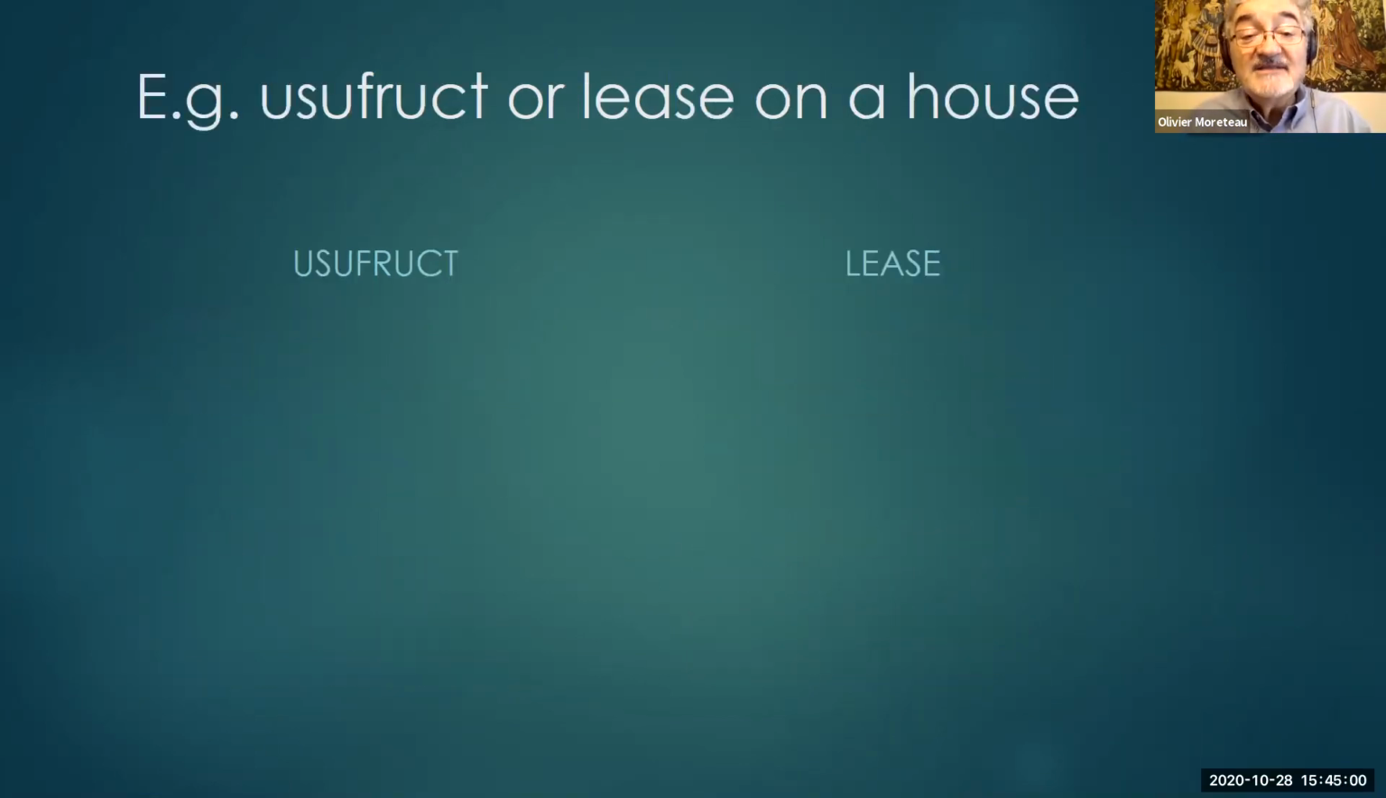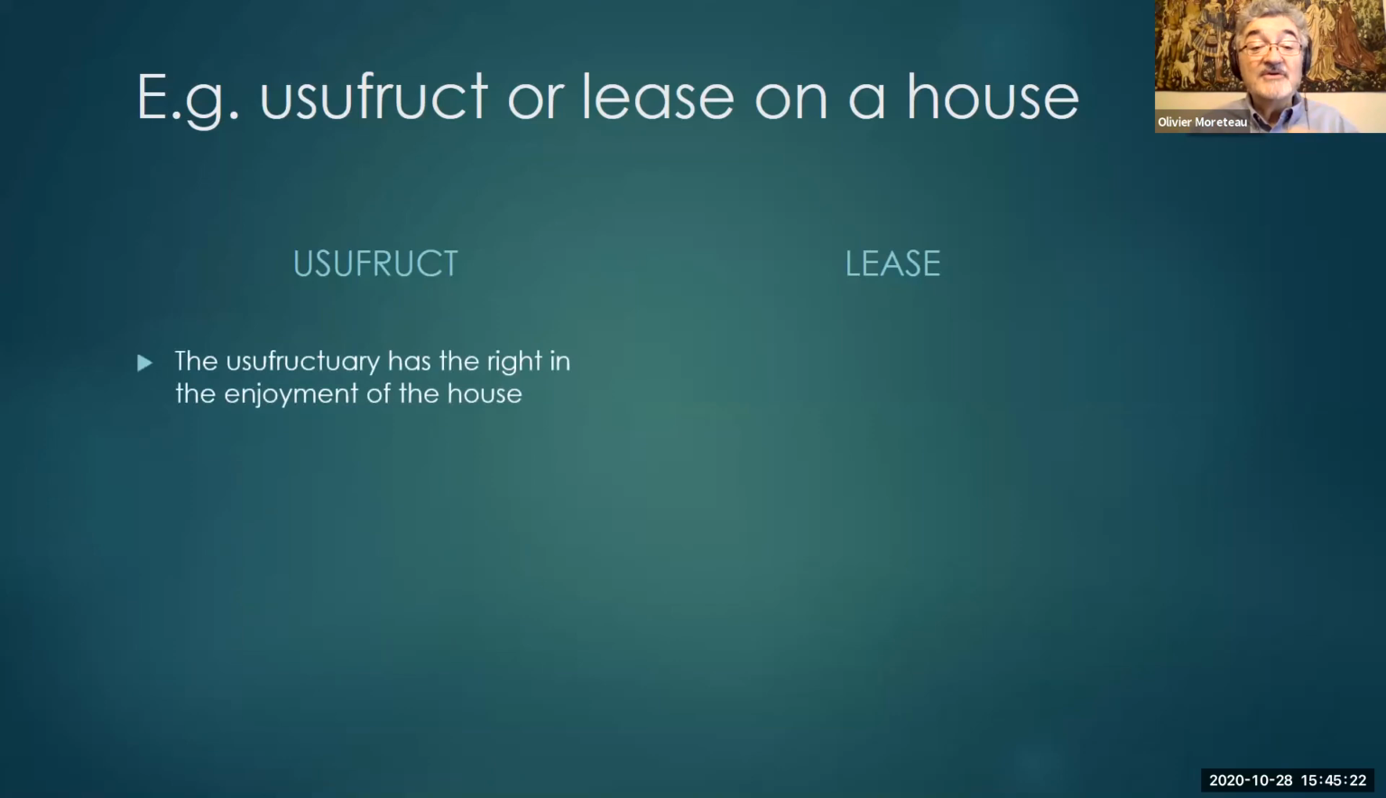I'll give now an example of transactions that are very near to one another, and one may actually qualify as a real right and the other as a personal right. There are many different ways you can live in a house that does not belong to you if you are not the owner. You may benefit from a usufruct, and the usufructuary has the right in the enjoyment of the house. So you can stay and live in the house.